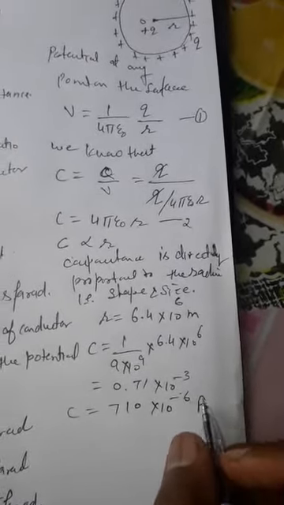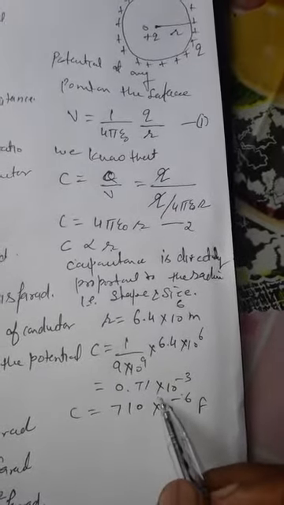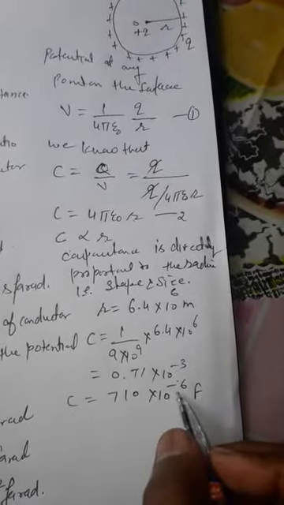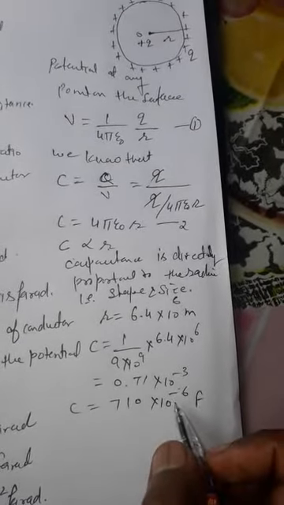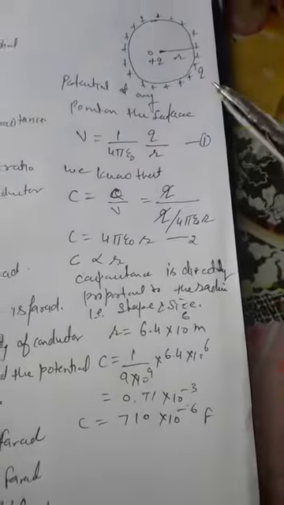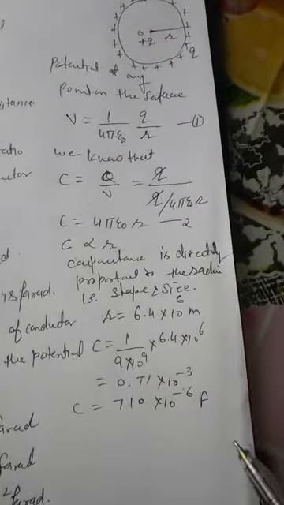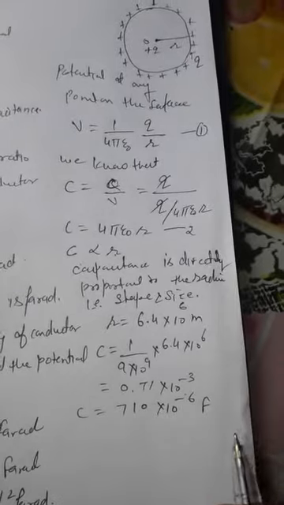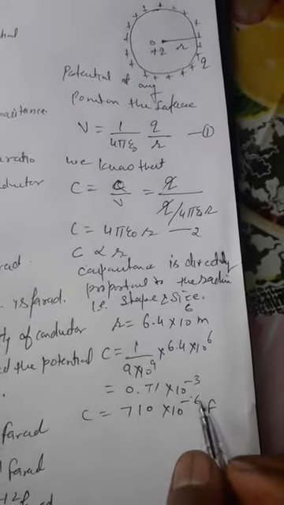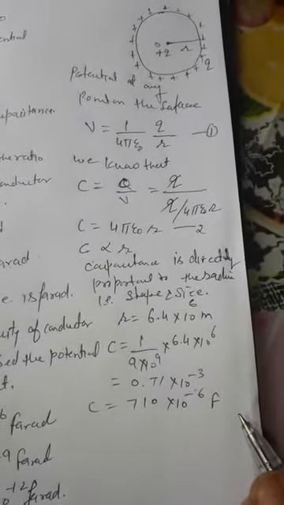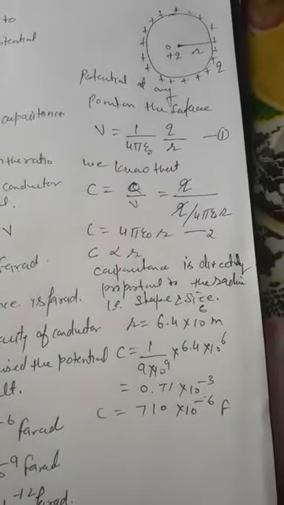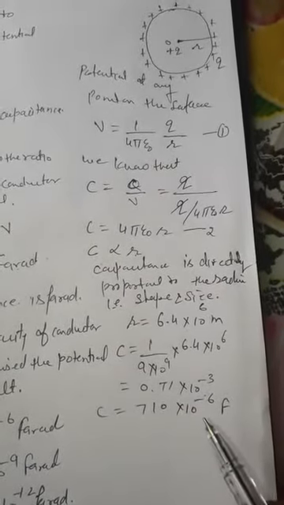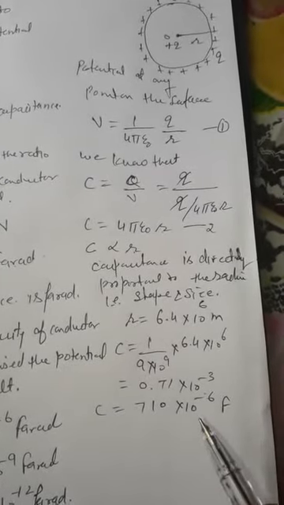So it is clear from this that for a capacitance of 710 microfarad, we need a conductor of size equivalent to that of earth, so the farad is a very big unit of capacitance. That is why we use some smaller units, that is microfarad, picofarad, nanofarad, etc. So this is all about the capacitance of the conductor. Thank you very much.